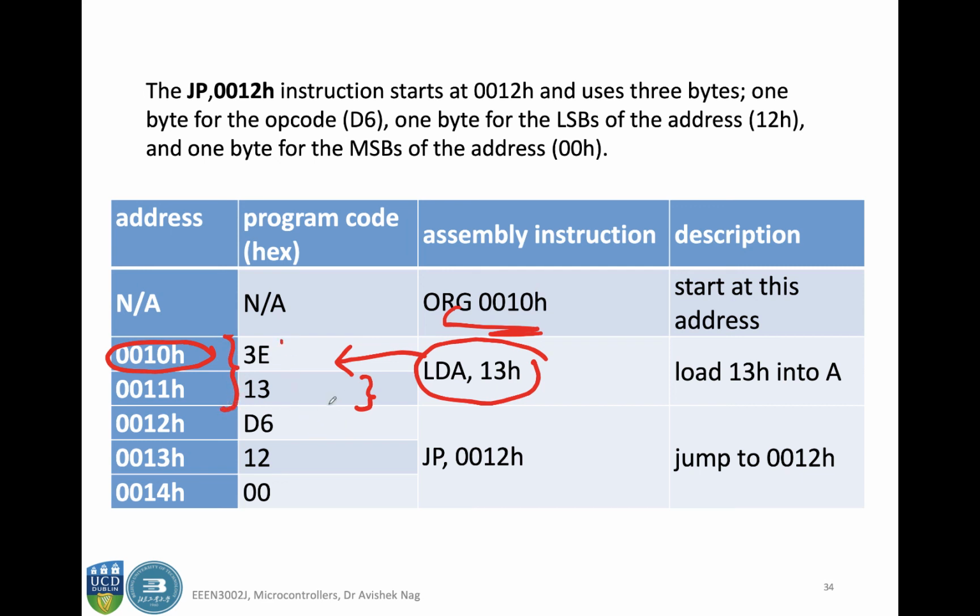Then comes the next instruction, which is your jump, and this is a 3-byte instruction, so therefore the next 3 bytes in the memory are loaded with these different parts of this instruction. First part is the opcode itself, which is D6, and then the operand 0012, and then see how the LSB is loaded first and then the MSB.